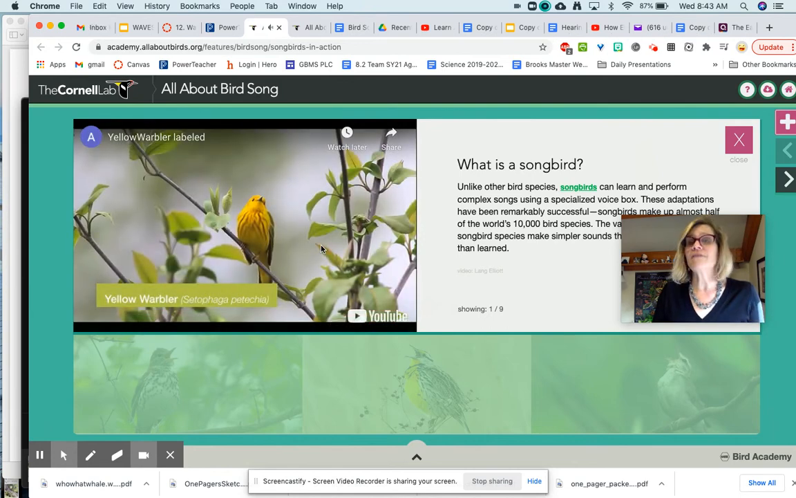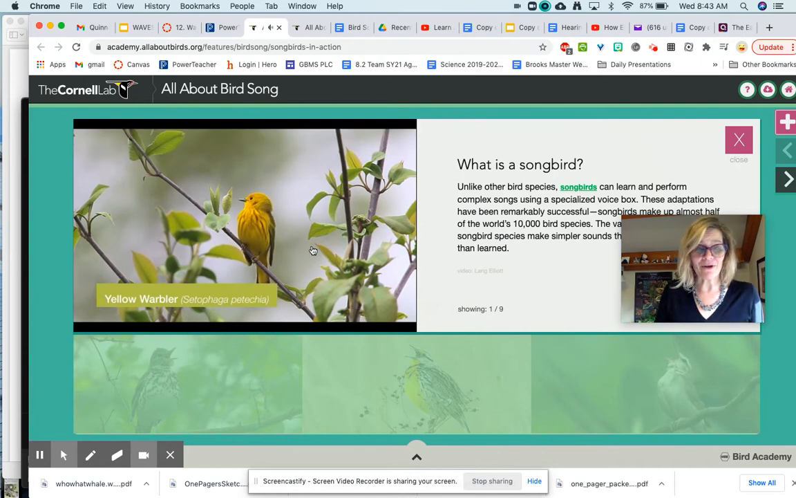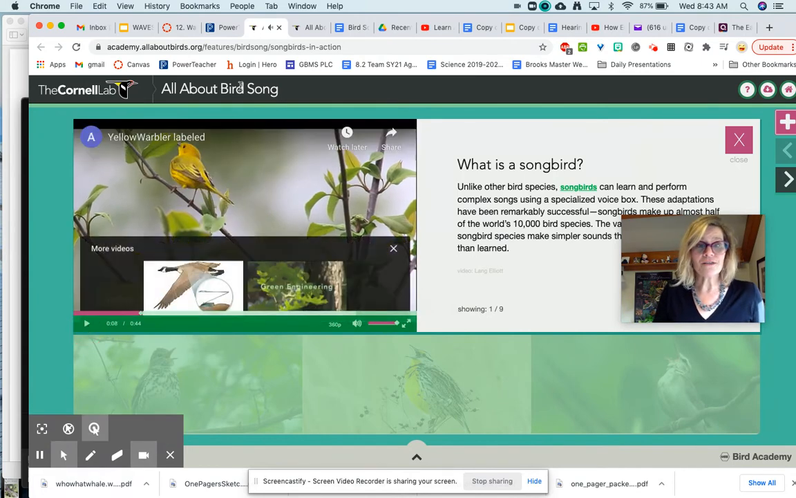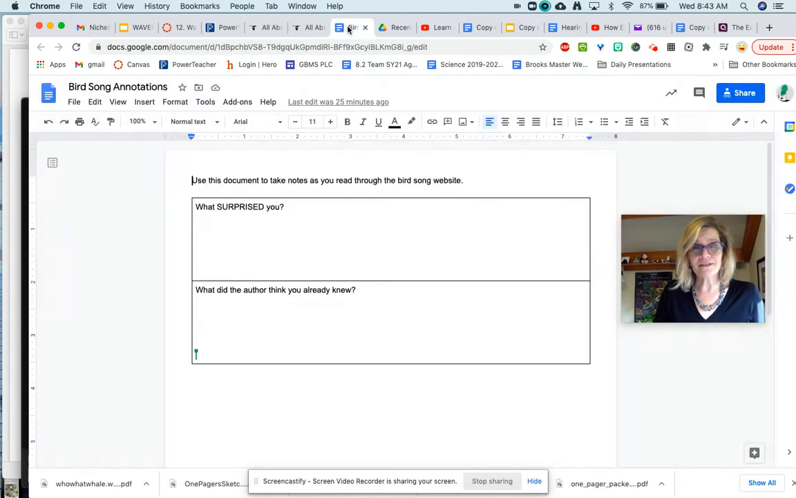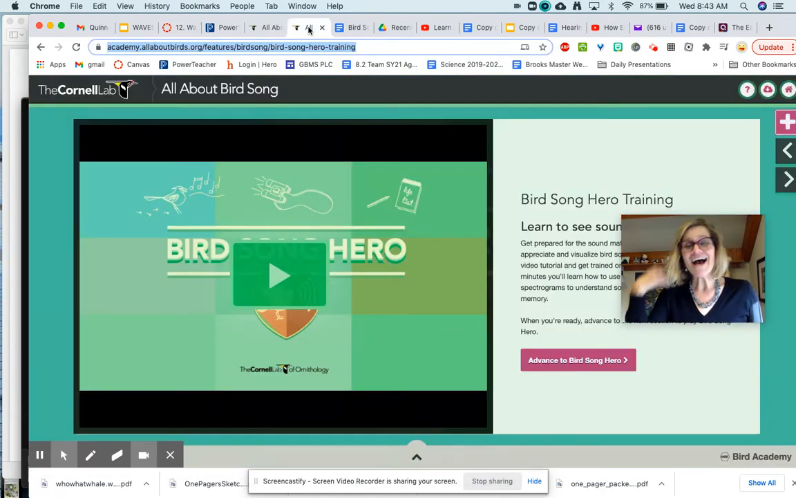And we do have yellow warblers in Chicago. They're one of the birds that migrate through. And after you go through this, you take your notes. It's a little unwieldy because you can't really take notes on a website, so you can just click back and forth between this document and the website to take your notes. That document is linked right here. And then when you're done with that, there's actually a game that you play to see how good you are at recognizing these different spectrograms that show the bird songs. So that's kind of fun too.